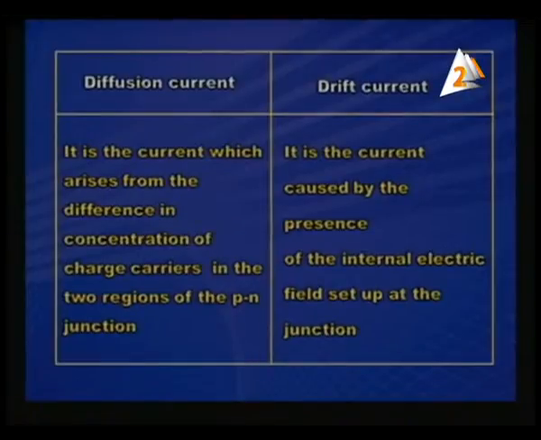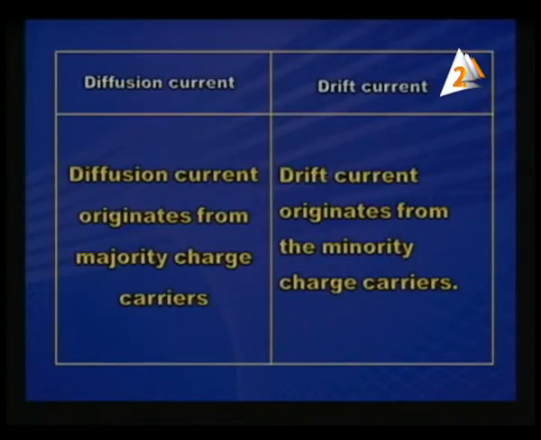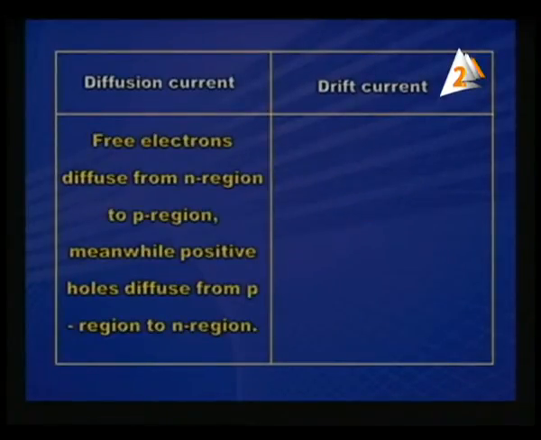It is the current caused by the presence of the internal electric field set up at the p-n junction. Diffusion current originates from majority charge carriers, but drift current originates from the minority charge carriers. In diffusion, free electrons diffuse from n region to p region, while positive holes diffuse from p region to n region.